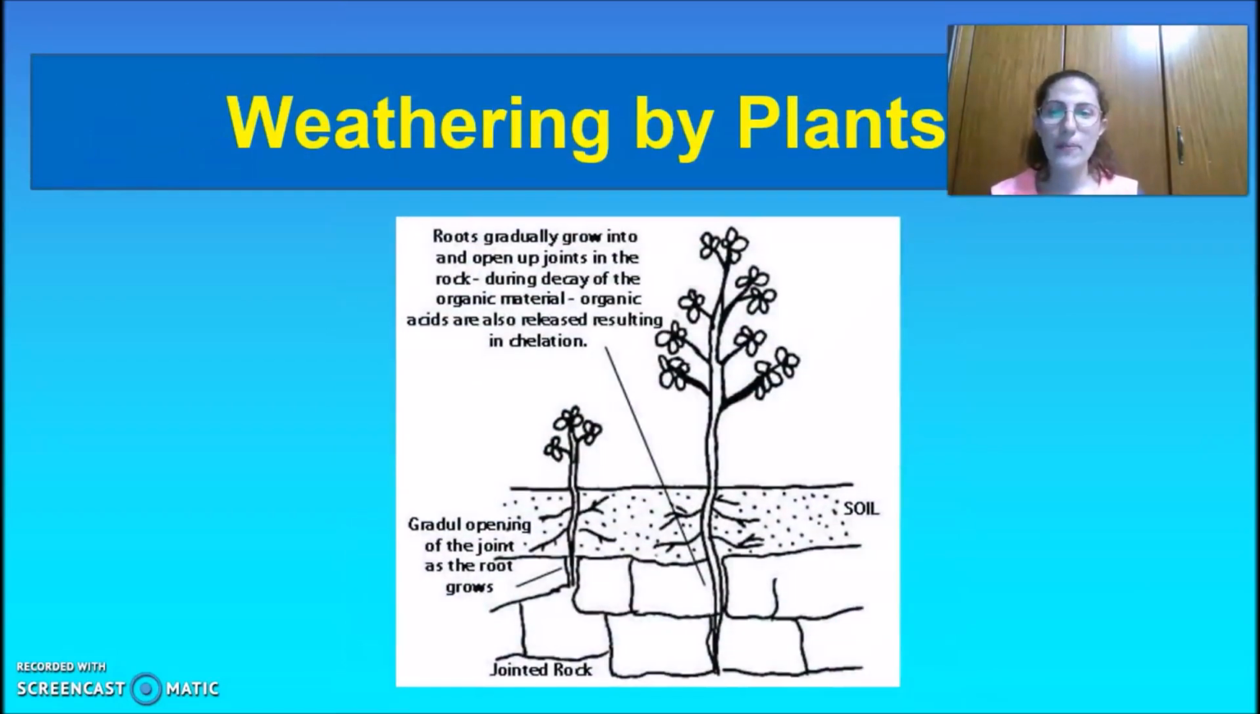So weathering by plants, what happens? The plant starts growing and grows into the cracks of the rock, okay? What happens? As it grows more and more, the roots press more and more on the cracks of the rock, breaking it into smaller pieces over many years, not directly, over many years, and changing it into pebbles and soil. Clear?